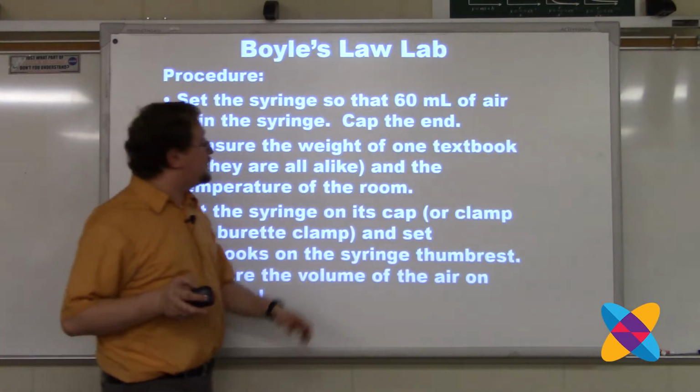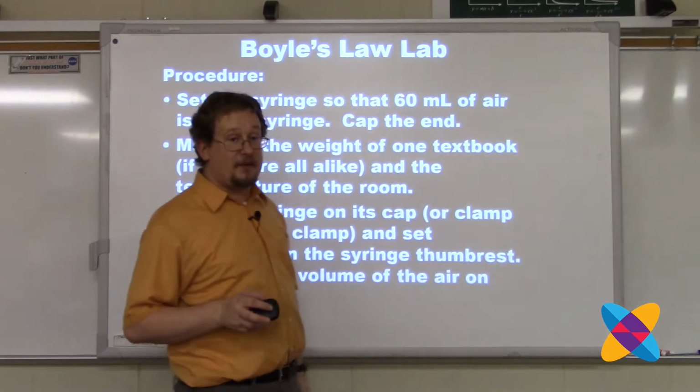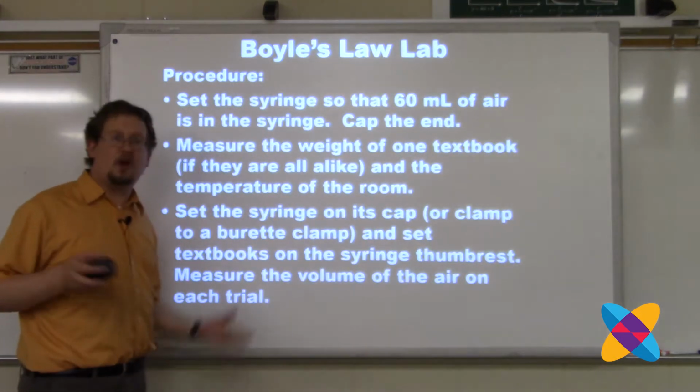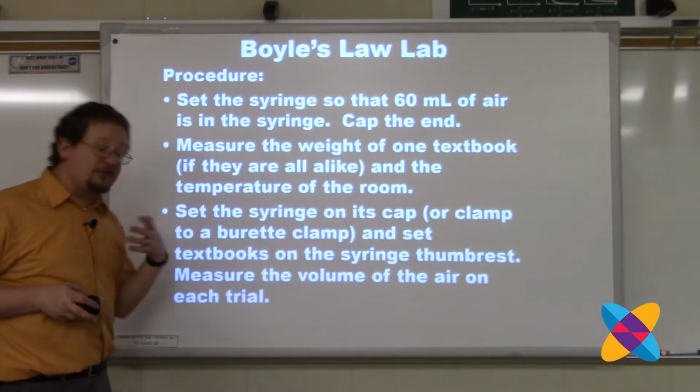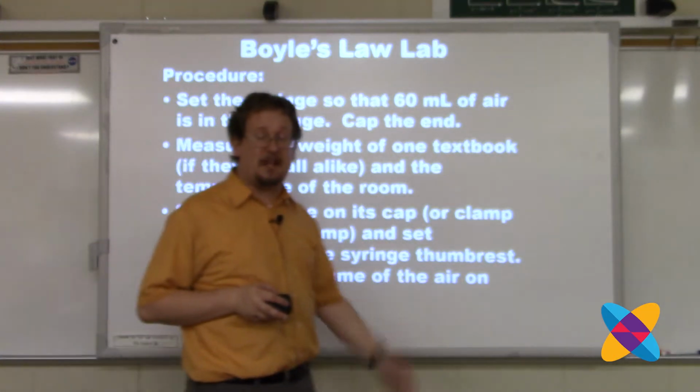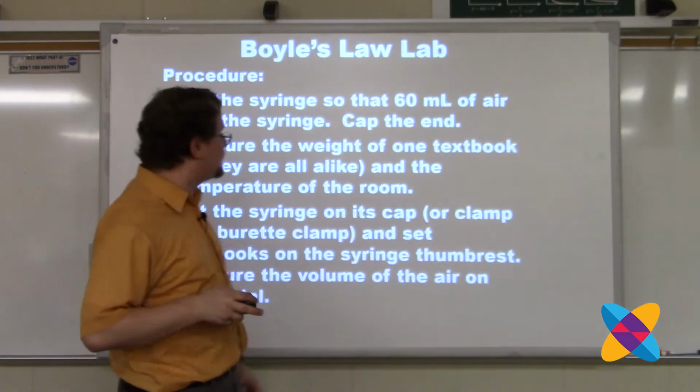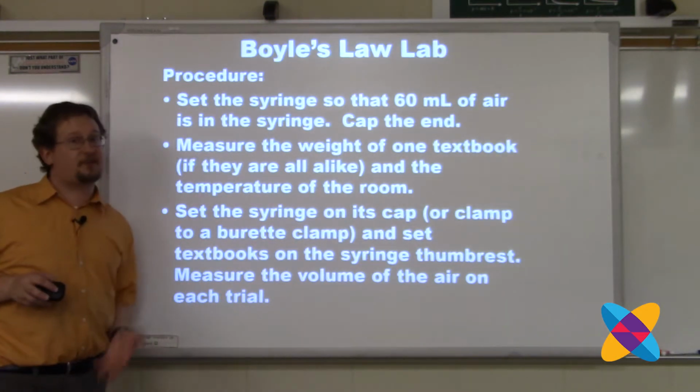Trial 1 is no books. Volume of 60 milliliters, pressure is 1 atmosphere, 101,300 or whatever it is. Then trial 2 is 1 book, 2, 3, 4, 5 textbooks, 6 trials. Maybe you can get away with only 4 textbooks and 5 trials, or 3 textbooks and 4 trials, whatever you want.